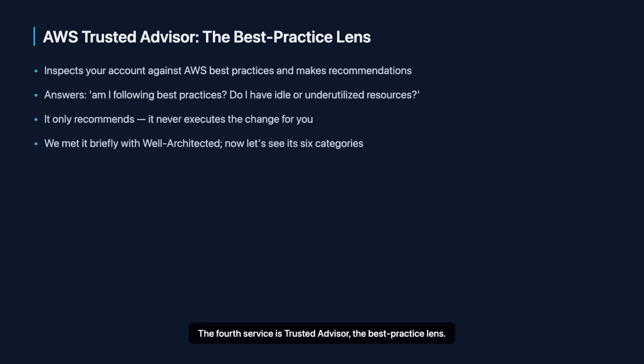The fourth service is Trusted Advisor, the best practice lens. We touched on it back in the Well-Architected episode, where it fed check results into the Well-Architected tool. On its own, Trusted Advisor inspects your whole account against Amazon Web Services best practices and makes recommendations. The question it answers is, am I following best practices, and do I have idle or underutilized resources sitting around? One important caveat: Trusted Advisor only recommends. It never executes the change for you. It flags the opportunity and leaves the action to you. Now let's look at how it organizes those recommendations into 6 categories.